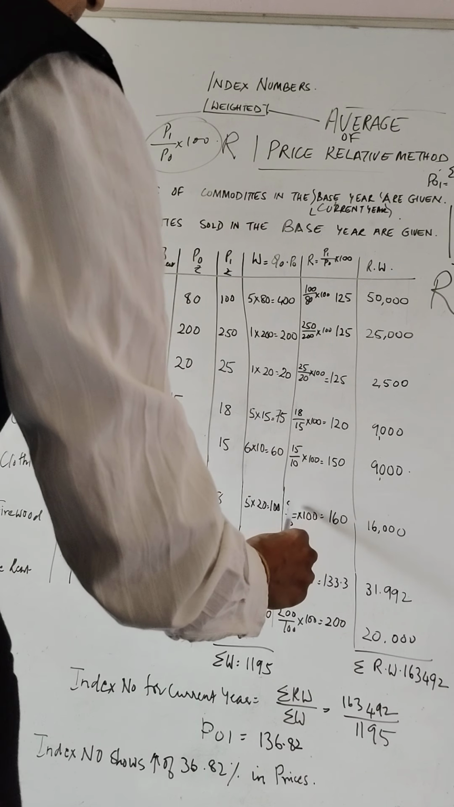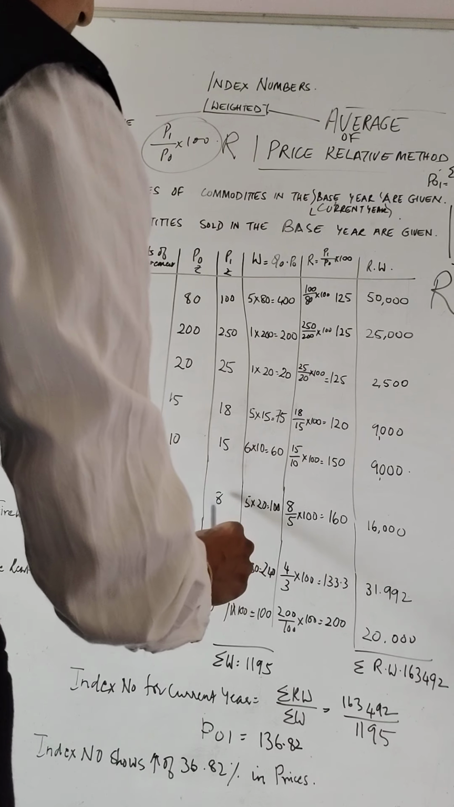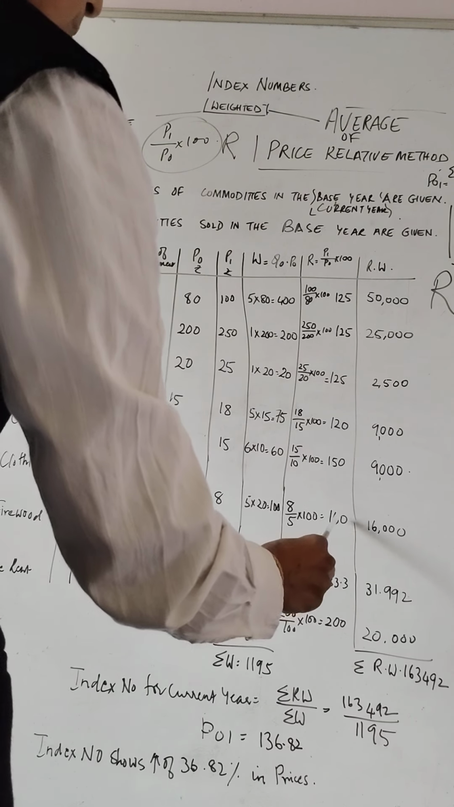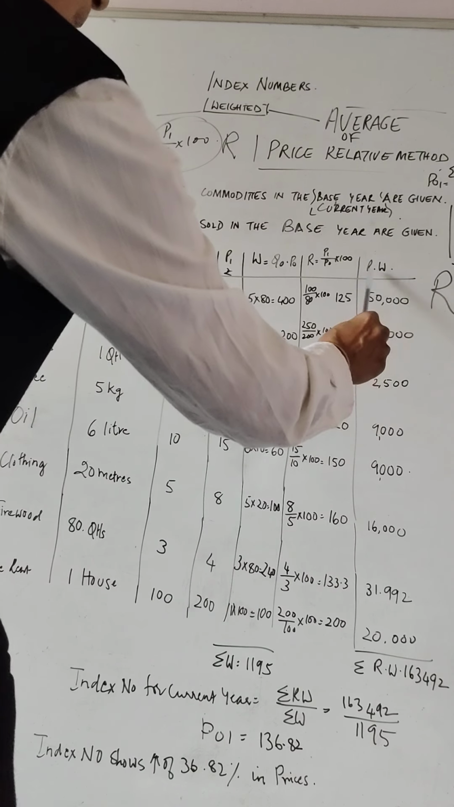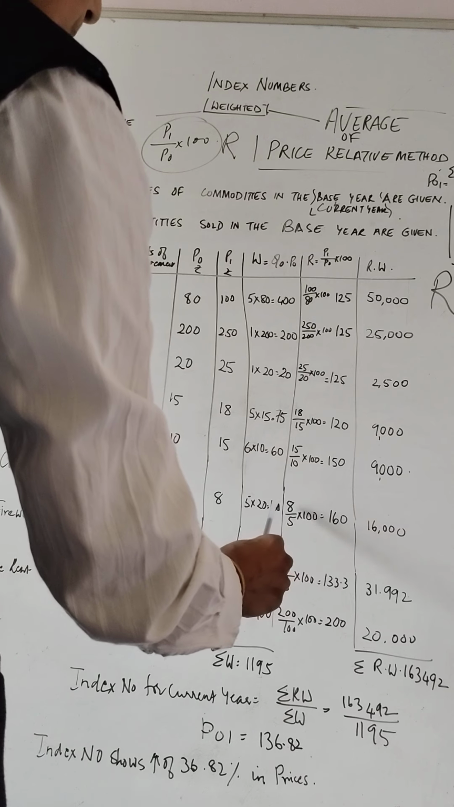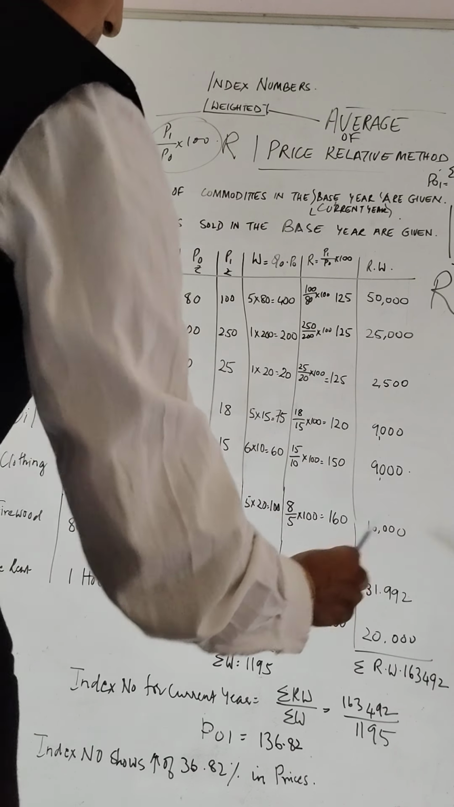Okay. Now, with this we got to work out the R. So what is R? 8, that is current year price upon the base year price into 100. So you get 160. Now you want R into W. So what is R into W? 160 into 100. So that is 16,000.